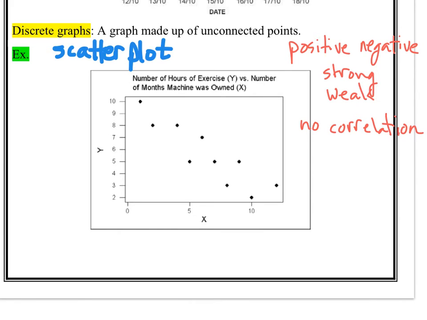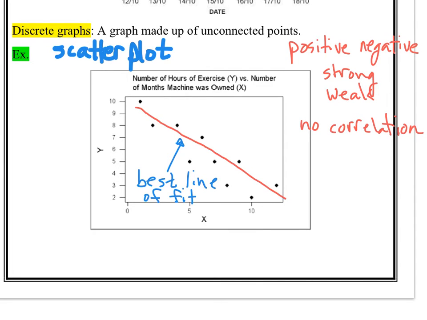Now this particular scatter plot has a definite pattern to it. I could draw what's called a best line of fit going in that direction. So this is called your best line of fit. And that best line of fit kind of approximates the data. You put about half the data above the line, half the data below the line. And it kind of determines the pattern of those scattered dots.